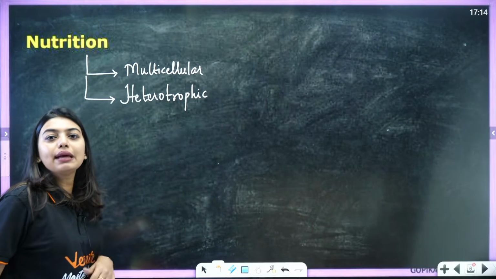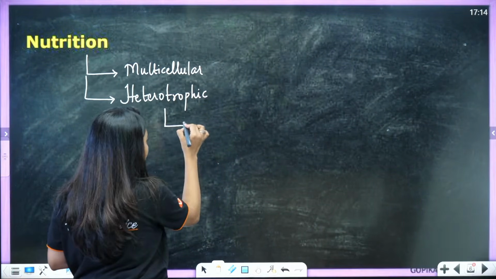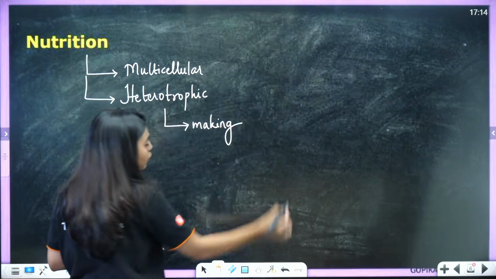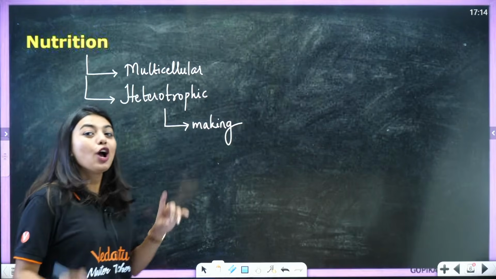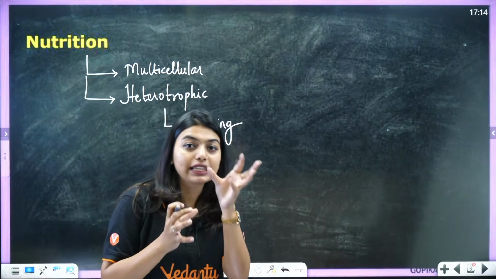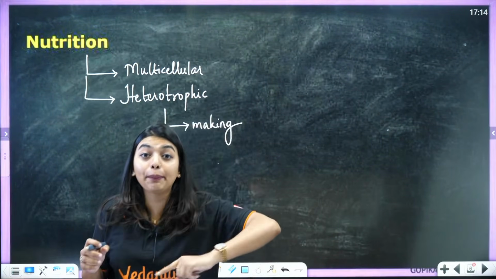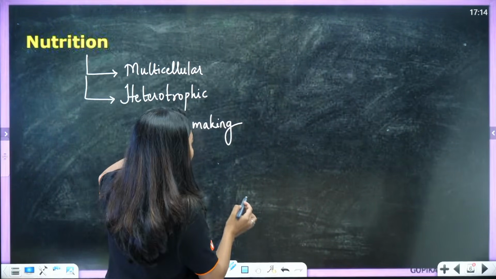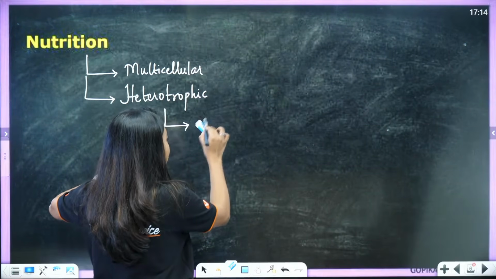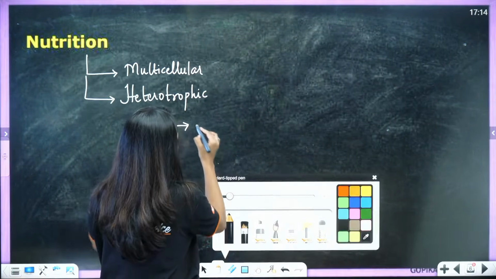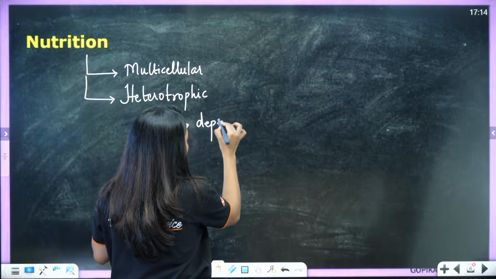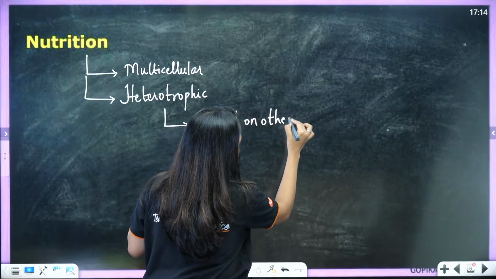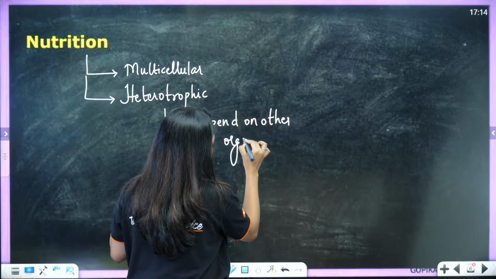Heterotrophic means what? They are making their own food, right? Is that the meaning of heterotrophic? No, right? Autotrophs are the ones that make their own food. Heterotrophs will depend on organisms that make their own food. So, they will not make their own food, but they will depend on another organism for food. Clear?